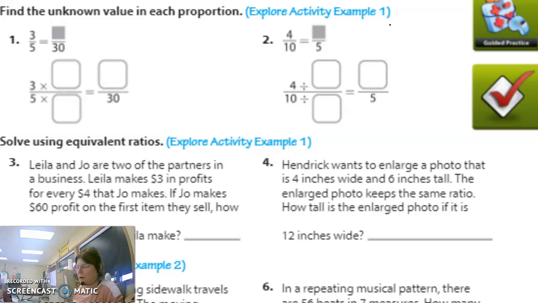Okay, continuing on with 7.2, we're on guided practice, which is on page 188. I hope that you have been really looking at this Explore. I'm just going to go back a little bit. Oh, we're on the wrong page. It's not 188, I apologize. We're on number 2, which is 182.